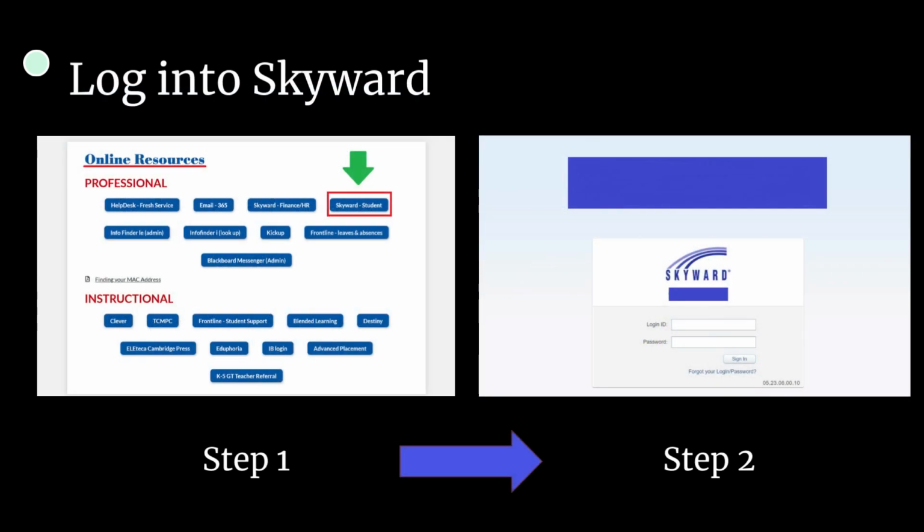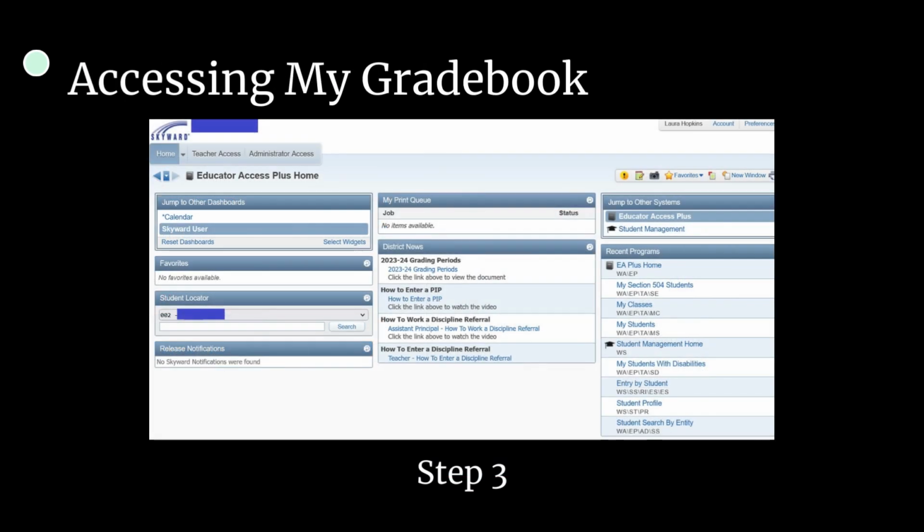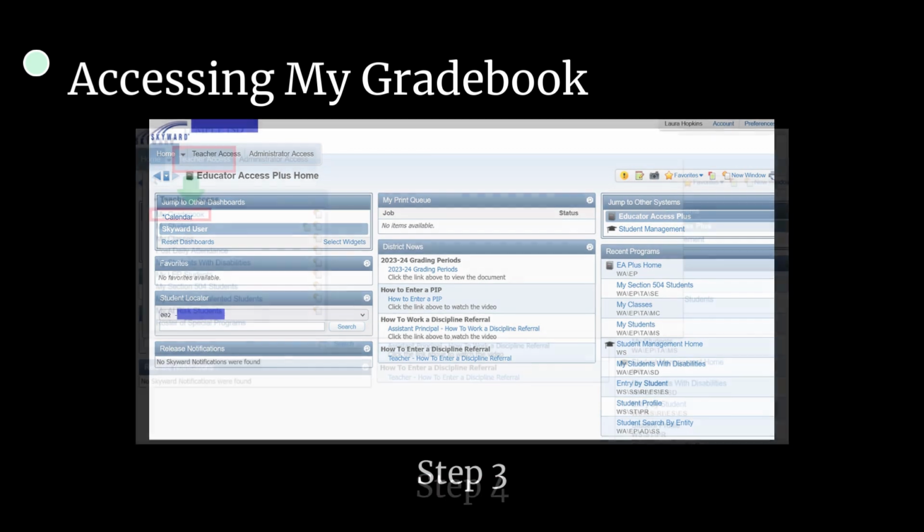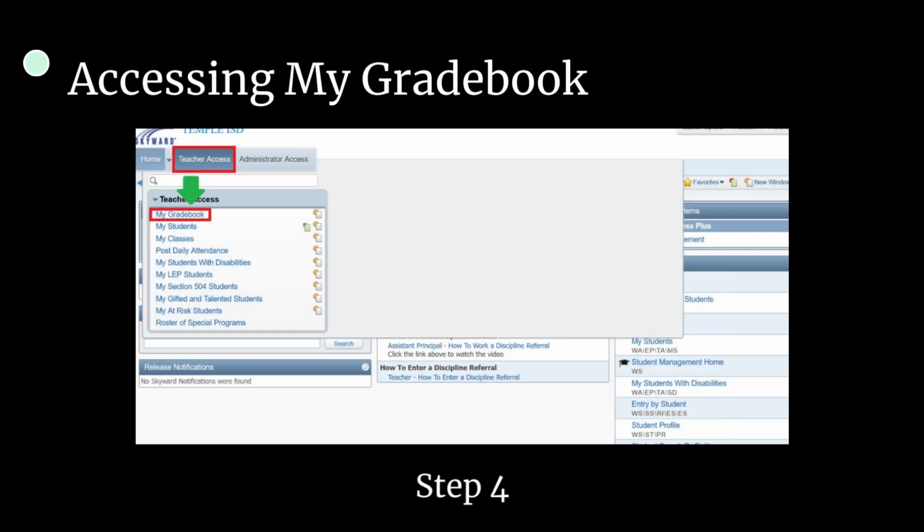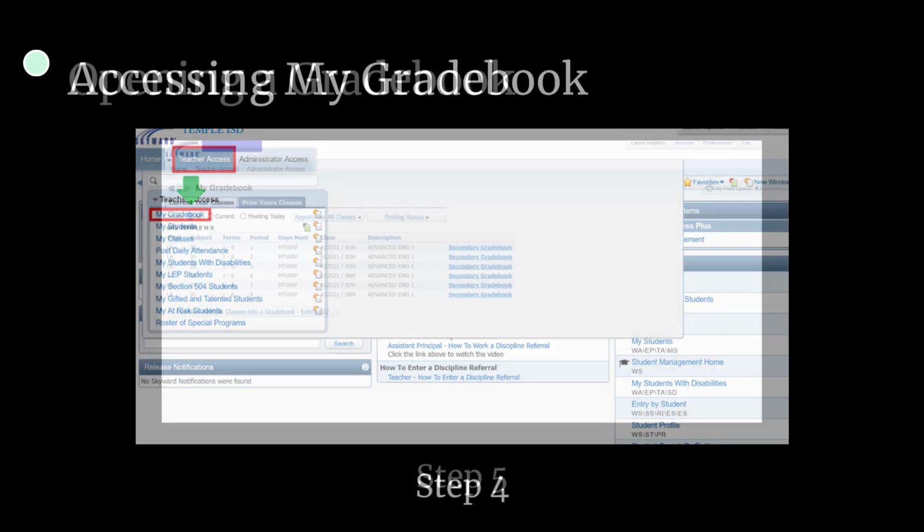The first step is to open your Skyward login screen from your school district's resource page. Next, in step 2, is where you will type in your username and password. In step 3, once you are able to log into your Skyward account, it will take you to the home page of the system. Next, in step 4, move your cursor over to the menu in the top left-hand corner and click on Teacher Access to open a new drop-down menu. Go ahead and click on My Gradebook at the top of the new menu.